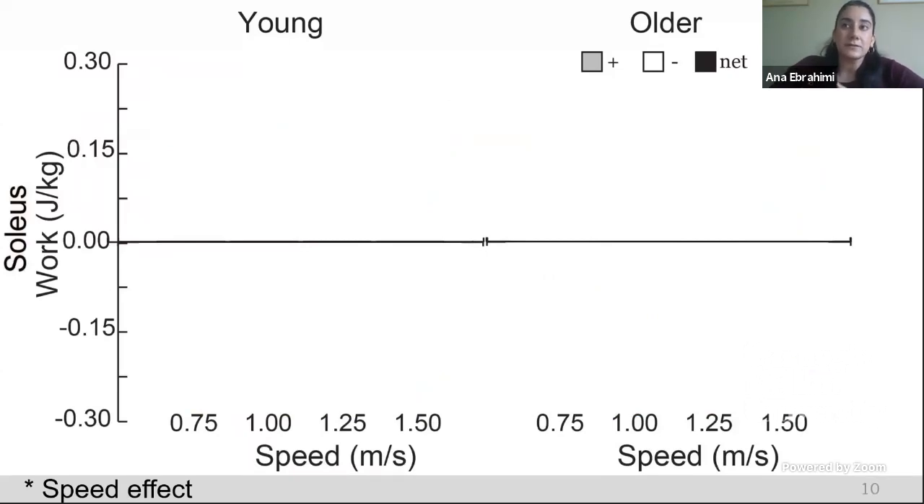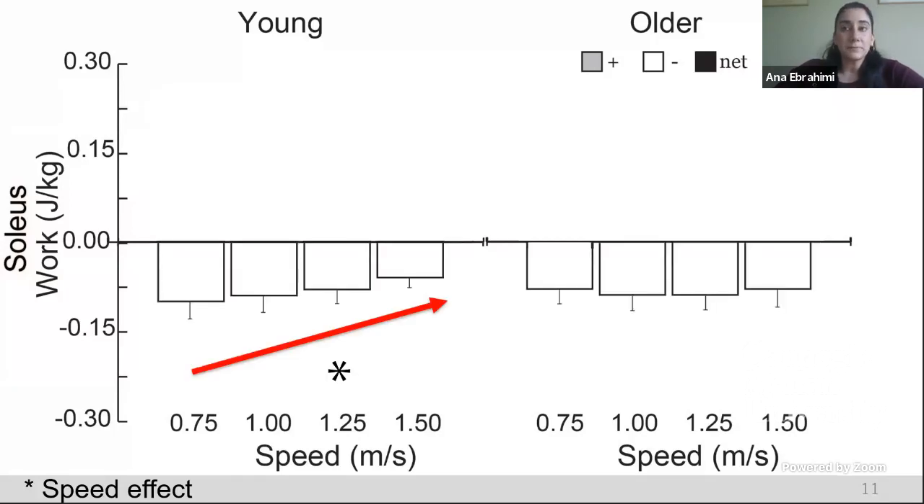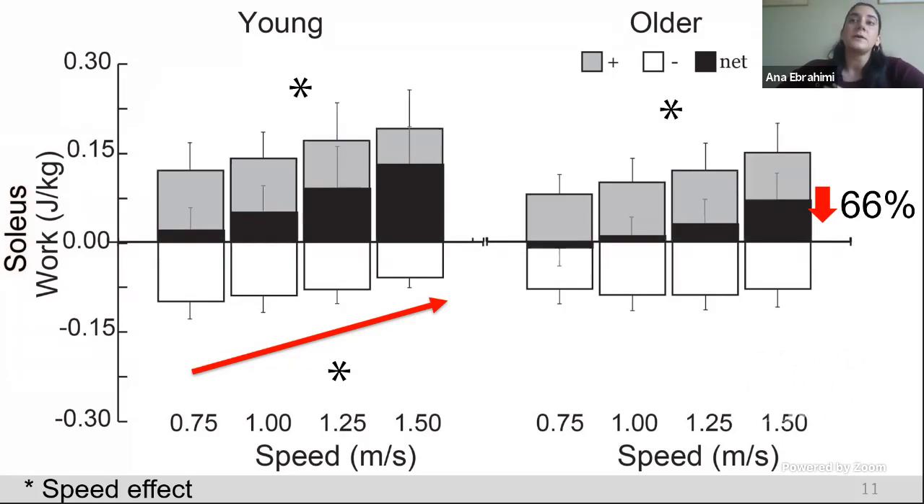From these work loops, we can also quantify the positive and negative work done, which I'll show in the bar charts for the soleus first. As you might expect from looking at the work loops, there was an age by speed interaction with negative work. So younger adults did significantly less negative work with speed, and older adults did not show any changes with speed. And then second, we saw an increase in both positive work and net work with speed. Net work was significantly lower in older adults by 66%.